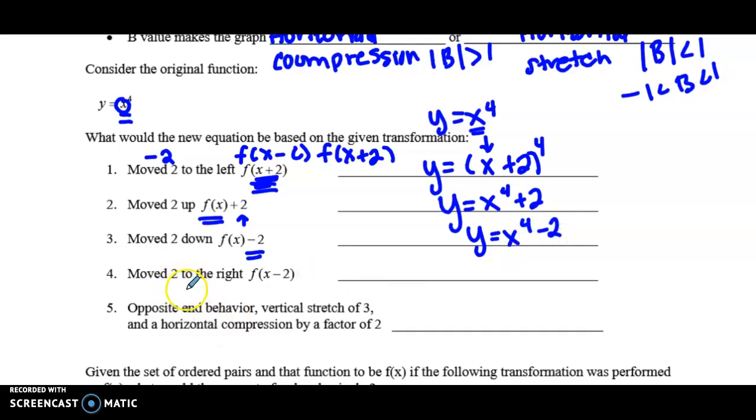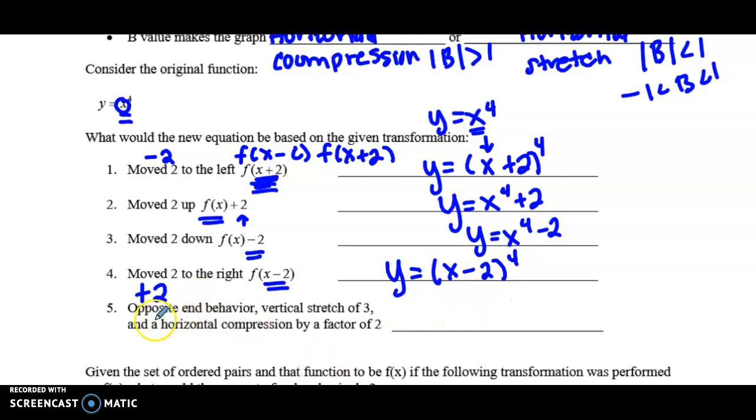And then moved 2 to the right. Remember, like we said, moving to the right and the left is the opposite. So it's x minus c. This is a positive 2, but when I plug in a positive 2 here, it looks like minus 2. So move 2 to the right, basically you're going to say f of x minus 2. Everywhere you see an x, you're going to replace it with x minus 2. So this is going to look like x minus 2 to the fourth. This tells me it's moved 2 to the right. Remember, you always take the opposite.